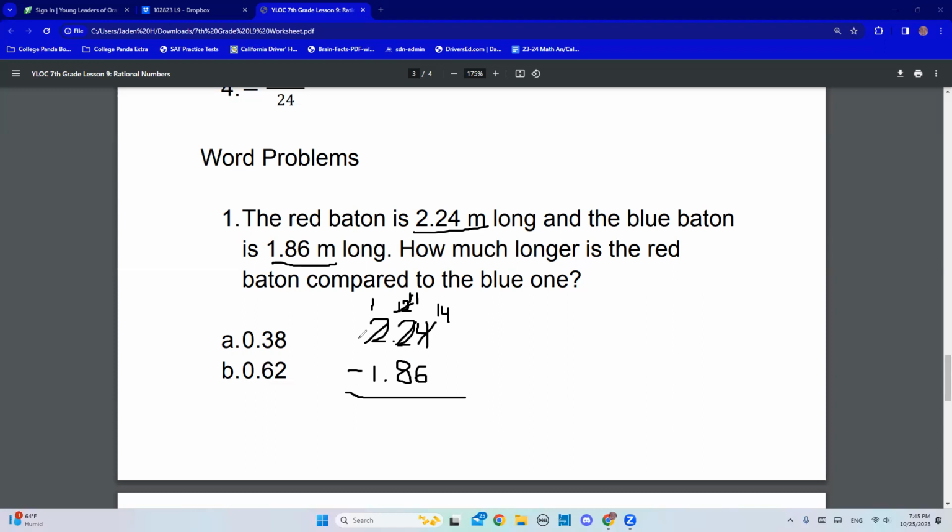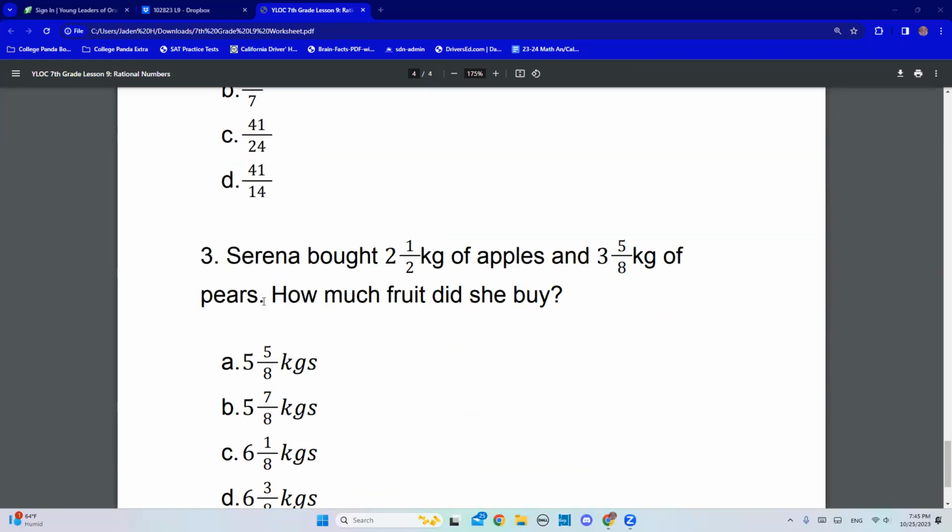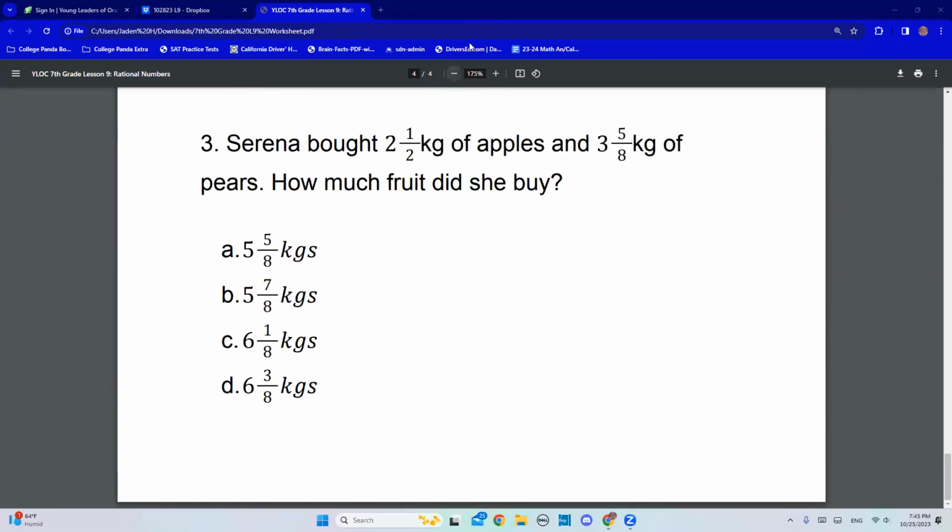So 14 minus 6. Well, 14 minus 6 is 8. And then 11 minus 8, that's 3. And 1 minus 1 is 0. So we would be left with 0.38. So the option is A. All right, let's move on to the next problem.